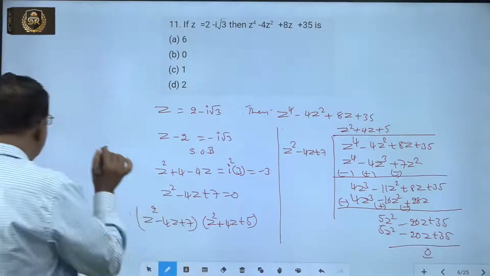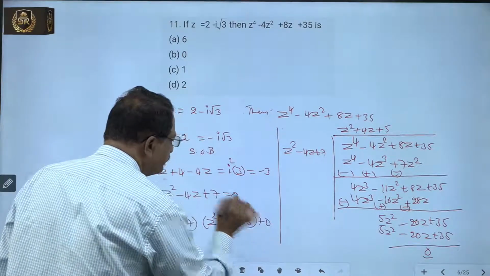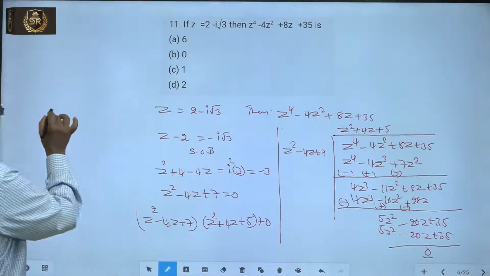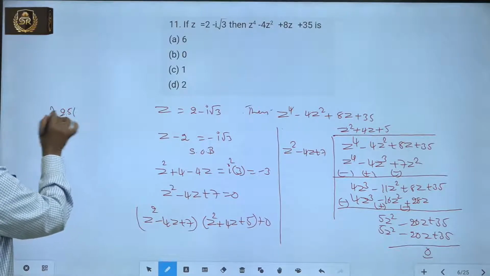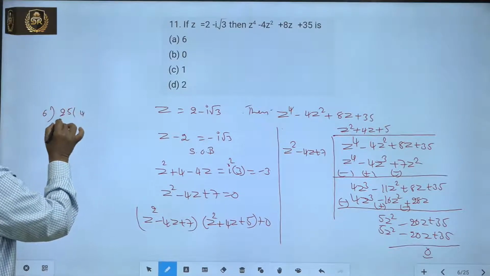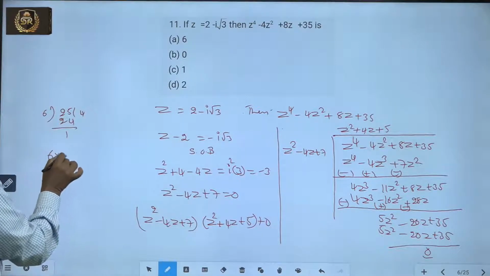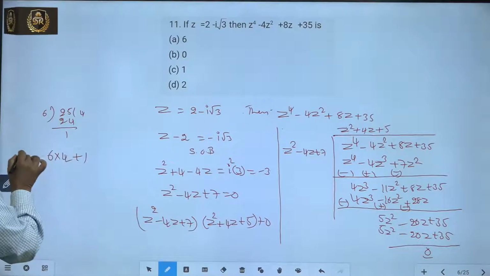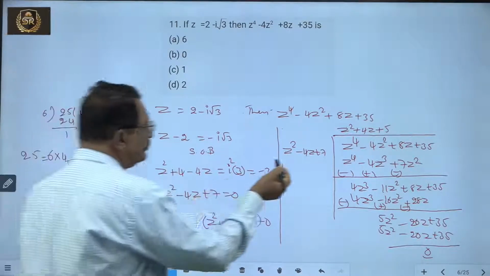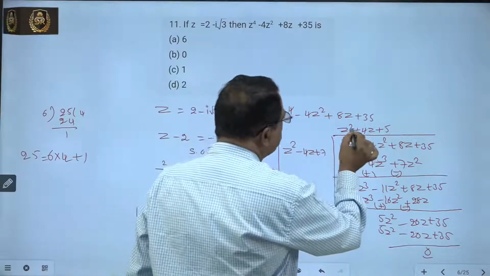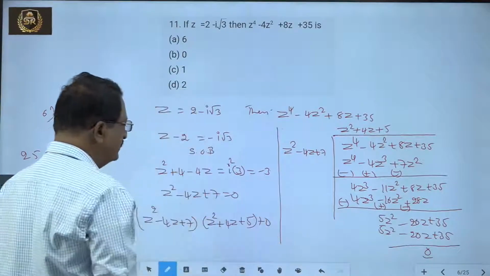If any number plus remainder is 0 plus 0. Now suppose 25 divided by 6: 6 times 4 is 24, remainder is 1. It can be written as 25 equals 6 into 4 plus 1, that is, divisor into quotient plus remainder, but here the remainder is 0.